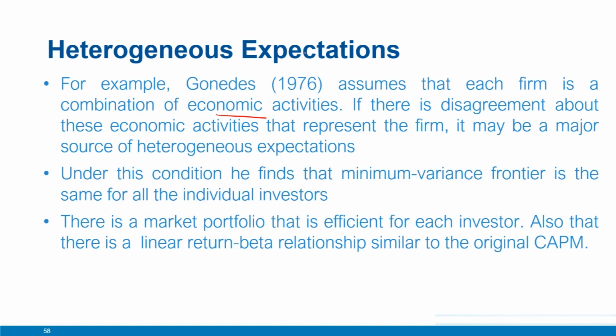However, there are certain simplifying assumptions available, such as the one we discussed, where the only source of heterogeneity is differences about the set of economic activities, and if the only source of heterogeneity is these economic activities, then one can model the risk return trade-off, and the minimum variance frontier and efficient frontier remain the same, and one can still obtain the market portfolio and the resulting return beta relationship, which is still linear and very similar to the original, standard version of CAPM.